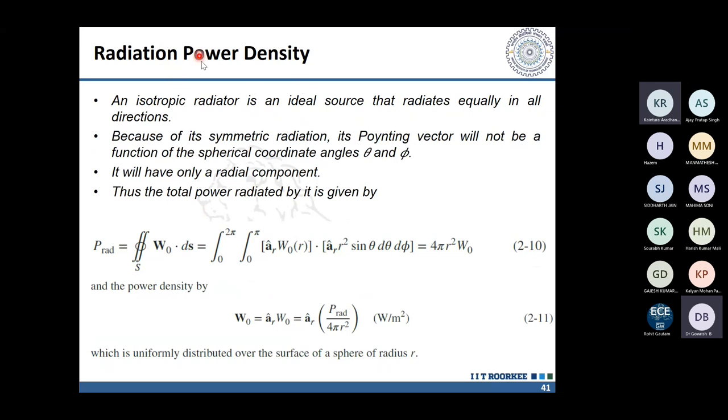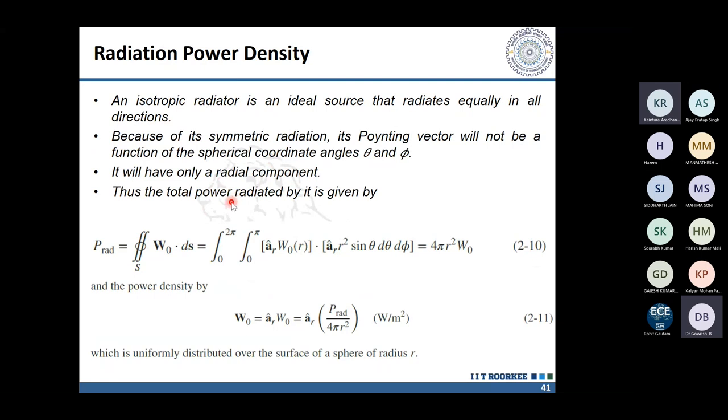What is our goal? Our goal is to calculate the power density, average power density to be very specific, of an isotropic antenna. So what is an isotropic antenna? It's an ideal source that radiates equally in all directions, right? We have already seen this. Because of the symmetry in radiation, it has to radiate equally in all directions. It has only a radial component, and the radiation is not a function of spherical coordinates. It is uniformly radiating in all directions from the center of the sphere. The antenna is placed in the center of the sphere.